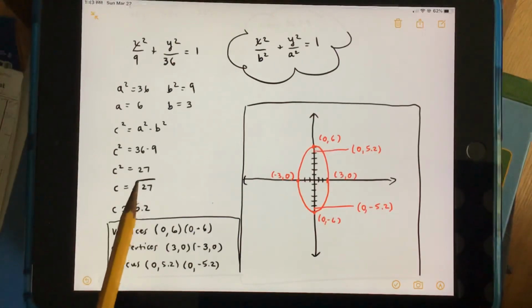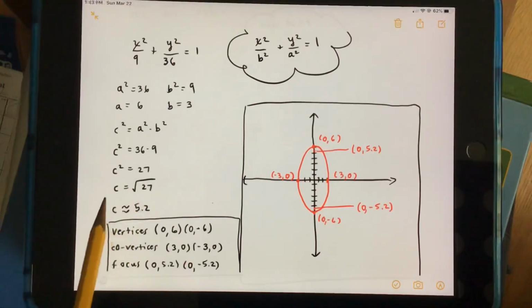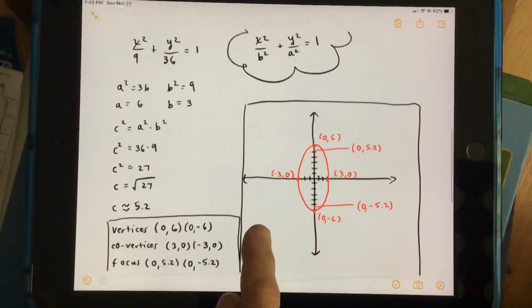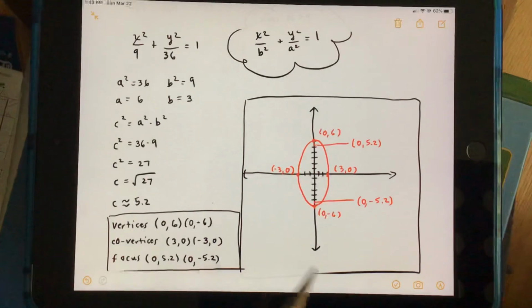C squared then is 27 when I subtract that 36 minus 9, and C then would be the square root of 27, taking the square root of both sides, of course. And on my calculator, I see that the square root of 27 is approximately 5.2. Okay, now I'm ready to write my vertices, covertices, and focus points, and then to graph my ellipse.